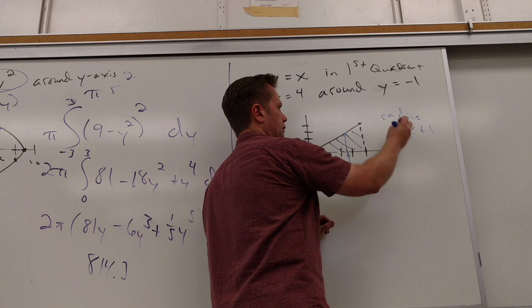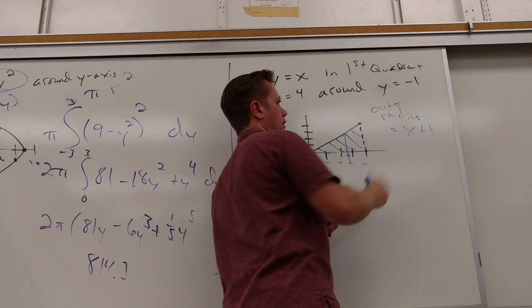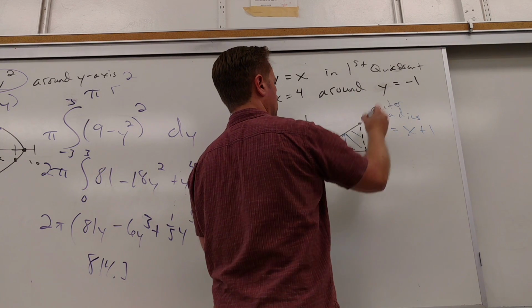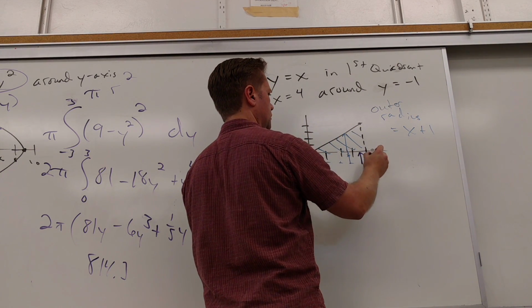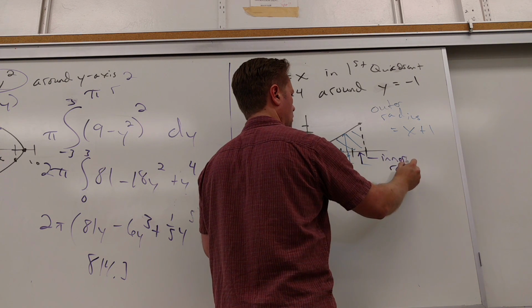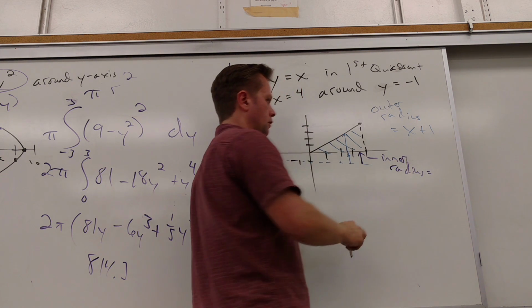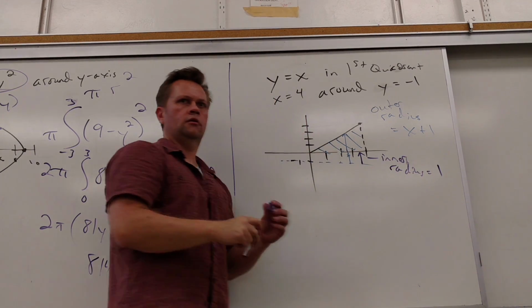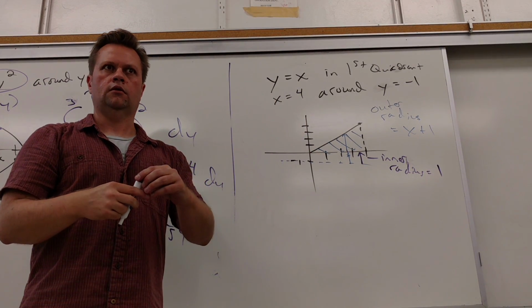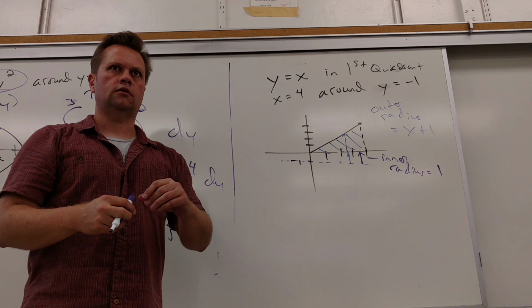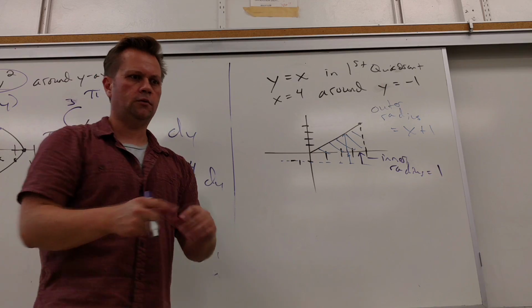So the outer radius is x plus 1. What's the inner radius? So this is the outer radius. What's the inner radius? How far is that from that? 1. Okay. Let that sink in. Let me see if this helps.